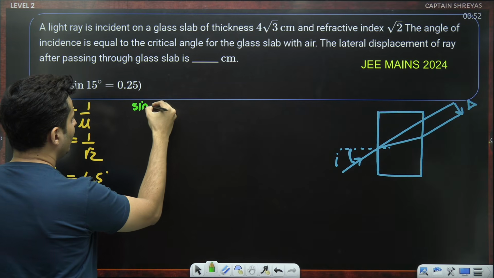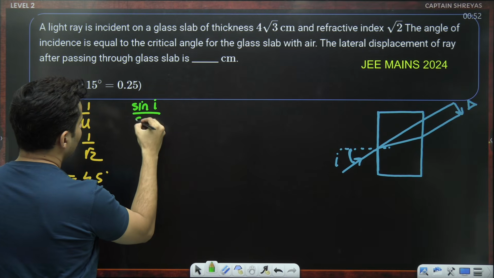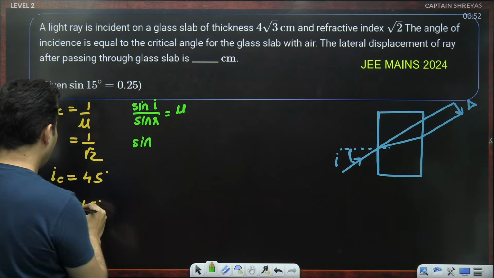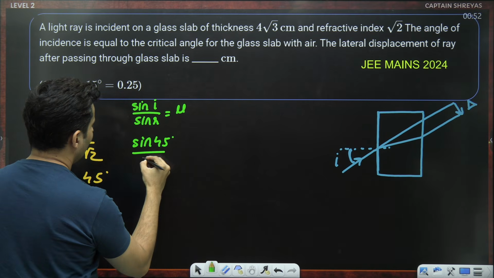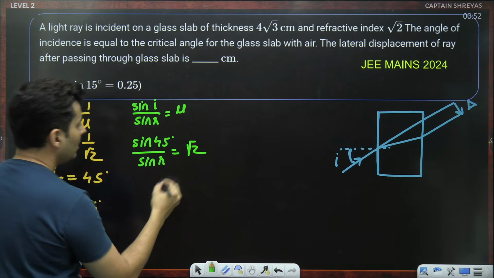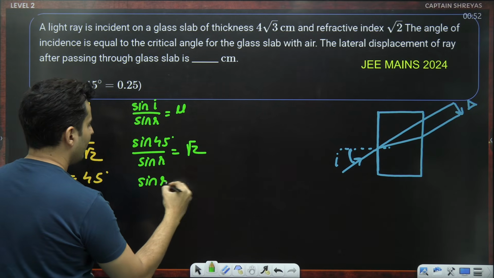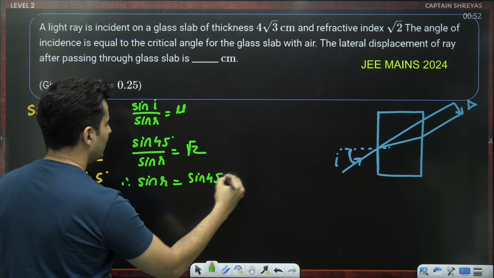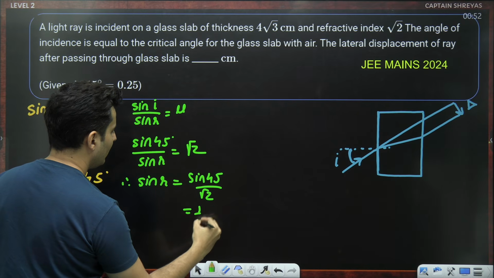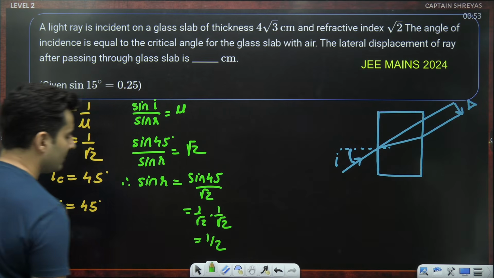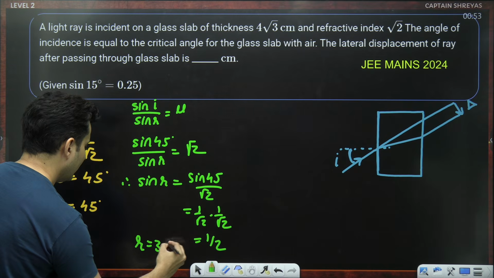All right, to find that, we need one more thing, which is the angle of refraction. So let's use Snell's law. Sine of I by sine of R is basically mu. So sine 45 upon sine R is mu, and mu is basically root 2. So sine R will be sine 45 divided by root 2, which is 1 by root 2 into 1 by root 2, which is 1 by 2, whose sine is half, obviously 30 degrees.